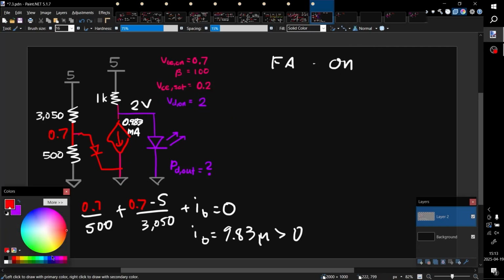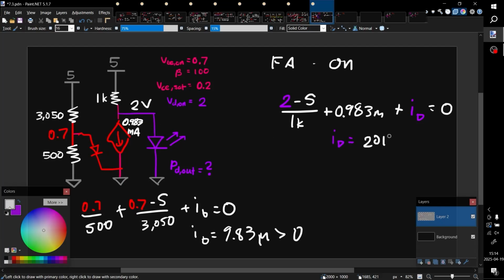Let's try to do nodal here. We set this to 2, subtract by 5, the current flowing through here. And then the current flowing through this diode, we don't know it yet. We only know that this is 0.93 mA. And then the current flowing through this diode here, that's going to be ID. We set this all equal to 0. So we have 3 branches of current, these 3 terms. ID is equal to 2017 microamperes, a clean number. Now, where do we go from here? We know that ID is positive, so that means this is operating properly. This one is 2 volts.